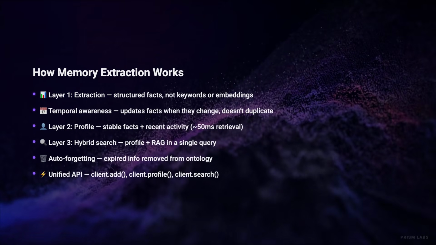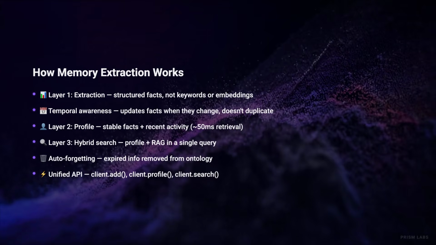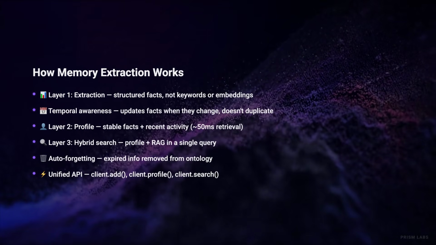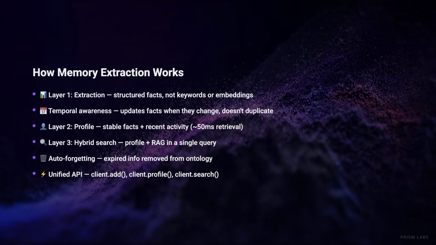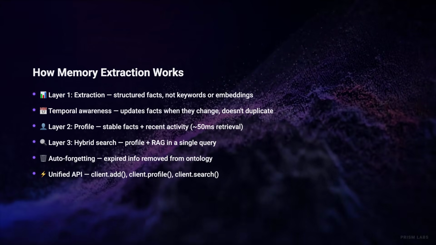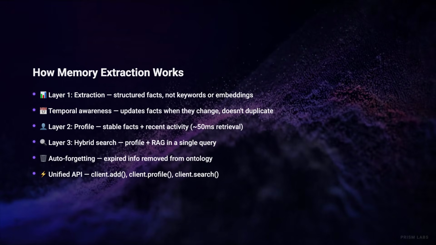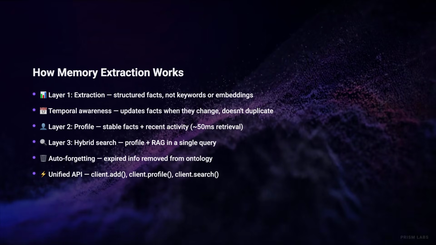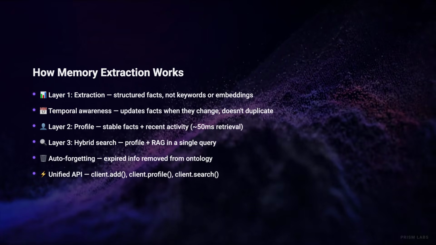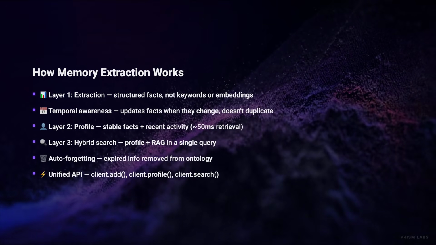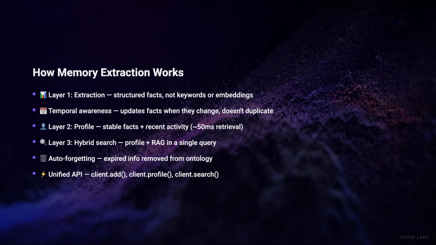Layer 2 is profile generation. All extracted facts are assembled into a user profile with 2 components: stable facts that rarely change and recent activity that represents the last few interactions. This profile is retrieved in about 50 milliseconds. Layer 3 is hybrid search. When you query Supermemory, you can combine profile retrieval with RAG-style document search in a single call. This means you get personalized, context-aware results that know who's asking, not just what's being asked.